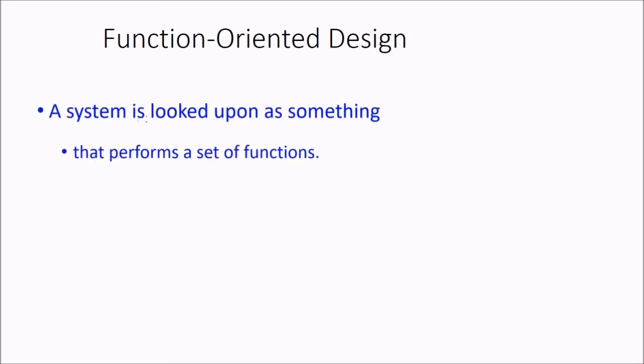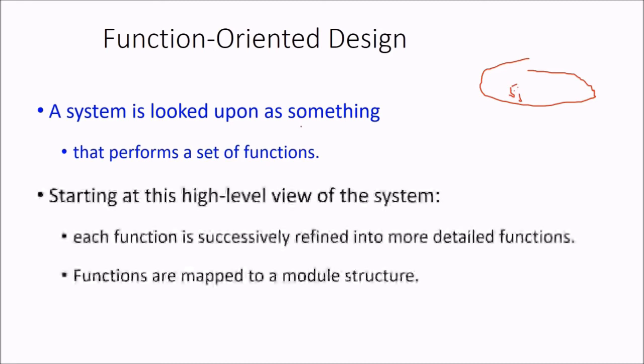In function oriented design, we look at the system as something that is performing some function, FI. Starting at this high level view of the system, these functions are progressively refined into more detailed functions. So we divide them into more detailed functions, and these divided functions are mapped to the module structure, which you just saw.